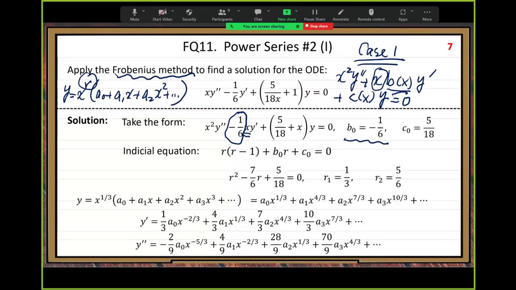Here, what I need, look at the terms: 1, 2, 3, 4. If you calculate 4 terms, it's good enough. Do not calculate more than 4. Okay? 4 terms, good enough. Give you a little time to copy.